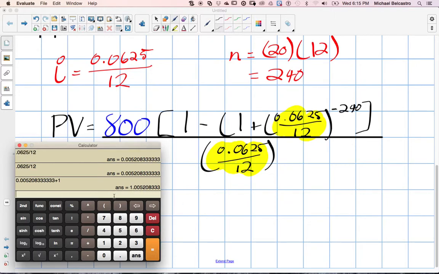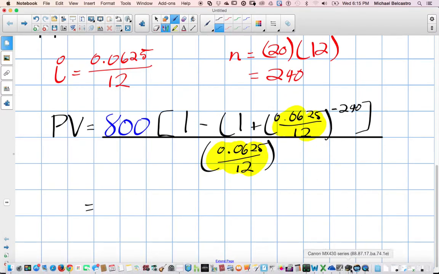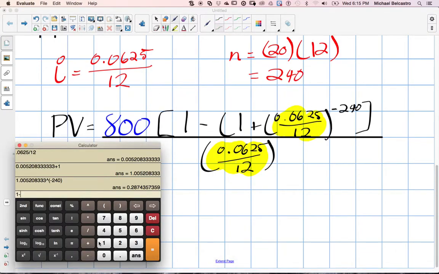Then we're going to take this number here and put it to the power of negative 240. So we've got a new value, like all of this part here. We're then going to take 1 and subtract it from the answer we had above. Here we go. So just take 1, subtract that answer from before. It's really nice to have a calculator that memorizes old answers.